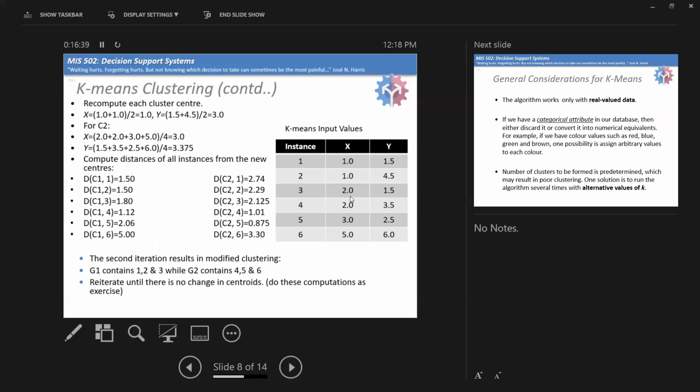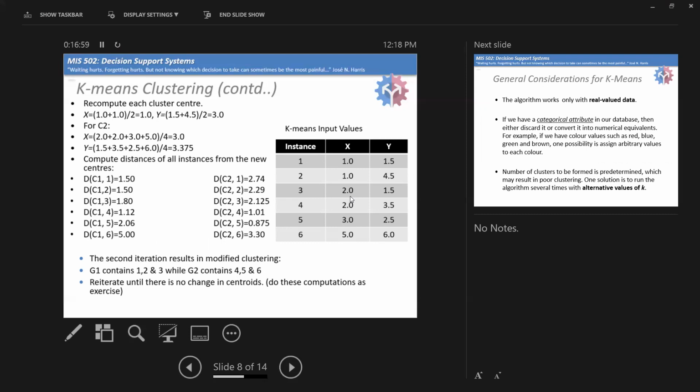So 0.1 and 2. So you have to do 1 plus 1. You can see up there. 1 plus 1 divided by 2. And then 1.5 plus 4.5 divided by 2. So what is the new center? 1, 3. This 1, 3 is now a new center that we have found.